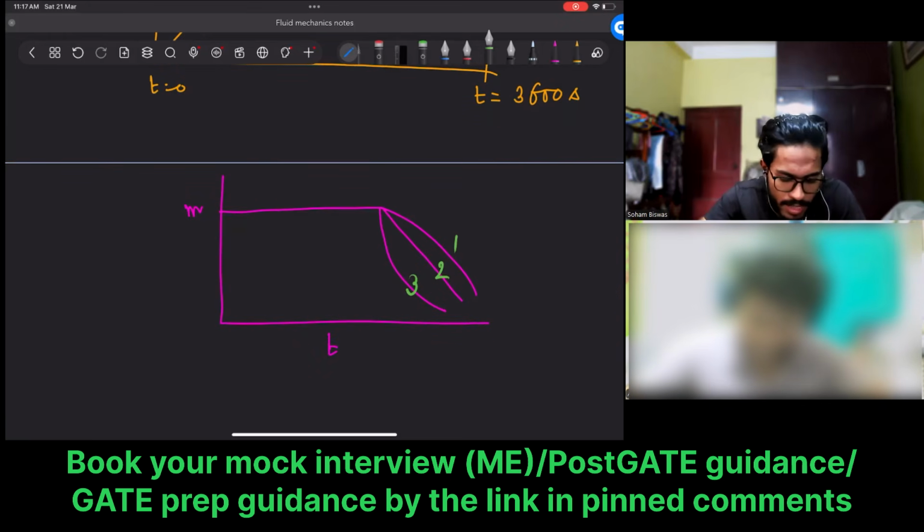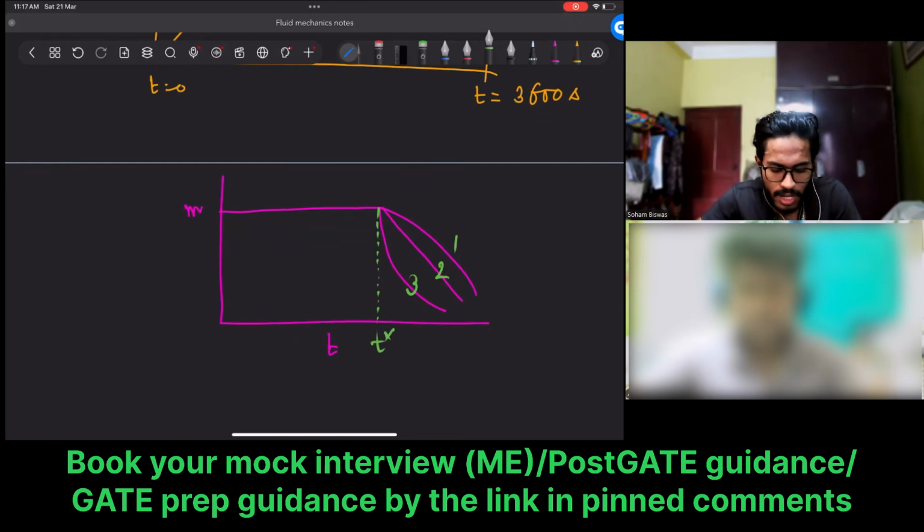And also you tell me, at this point, what is the temperature? At this point T star, what is the temperature? So T at T star is slightly greater than 100 degrees Celsius. Okay, so let us say 105.